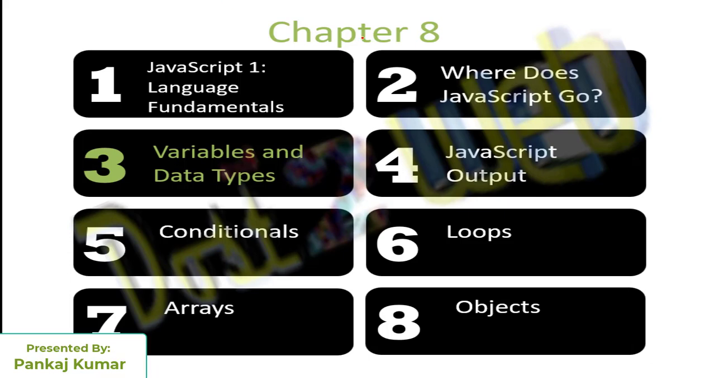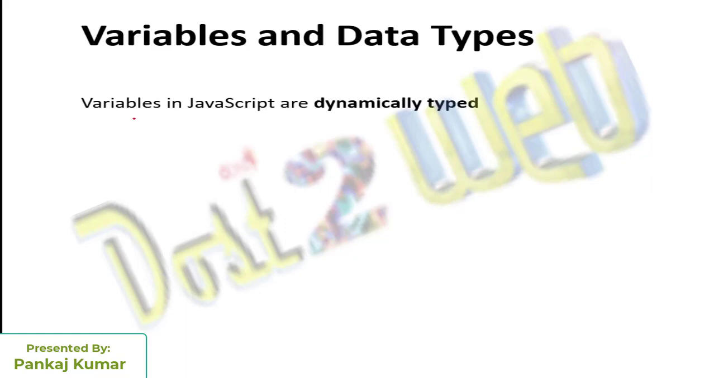Next, variables and data types. What are the variables and what are the data types? Variables in JavaScript are dynamically typed. That means, obviously, variables are dynamic, because it all depends on the users. It's a value which is going to be changed according to the users. That is a variable. That's why it is called dynamically typed. It can be changed dynamically.